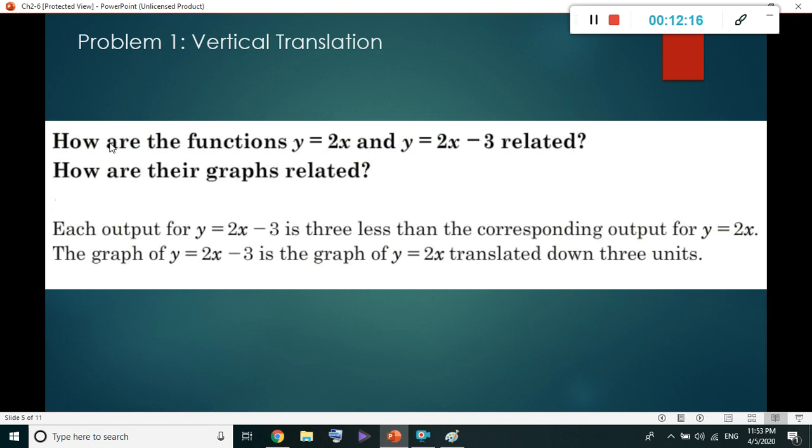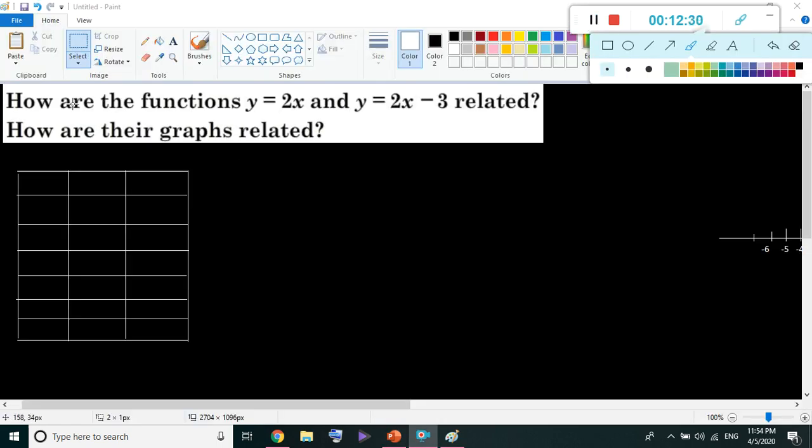Now let's go for the second question we have, which is part B, which is a question from the book. How are the functions y equals 2x and y equals 2x minus 3 related, and how are their graphs related? Okay, so let's solve this together. To find how they are related, we're going to have some x values, so we can find y equals 2x and y equals 2x minus 3.